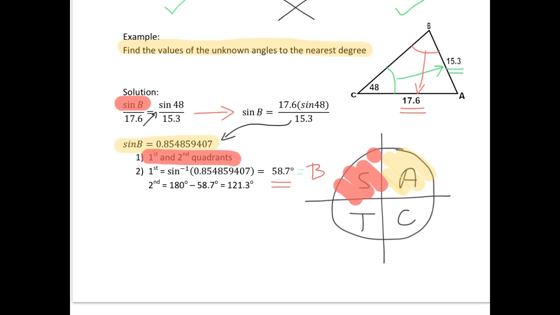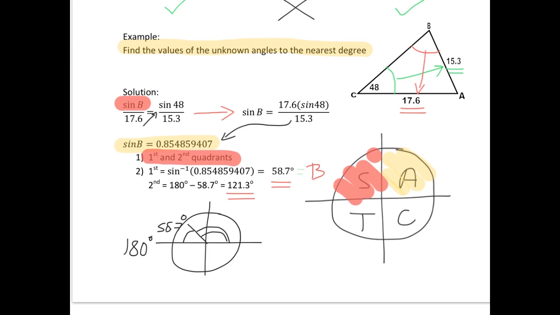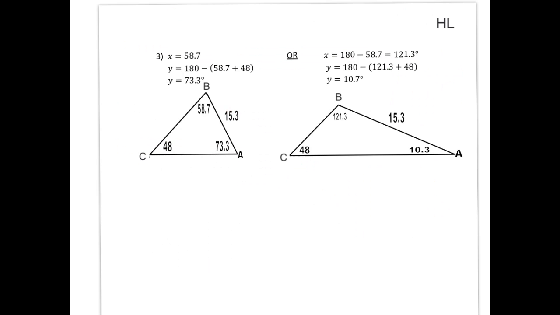And then in our second quadrant, when we want to work out what our angle is, we're going to need to do 180 degrees minus our 58.7 to get our angle. So this angle here comes out to be 121.3 degrees.